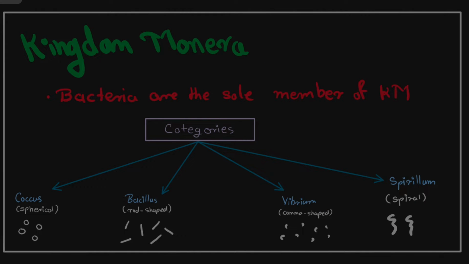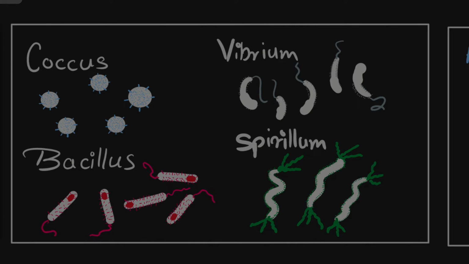Let's start with kingdom Monera. The bacteria are the sole member of kingdom Monera. This kingdom or bacteria are categorized into four on the basis of their shapes. First is coccus, that is spherical, bacillus, rod shape, vibrio, comma shape, and last one is spirillum, spiral shape. Here are some visual representations of all the four categories of bacteria.